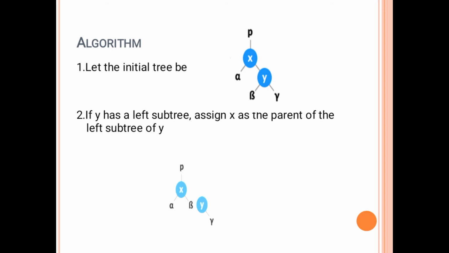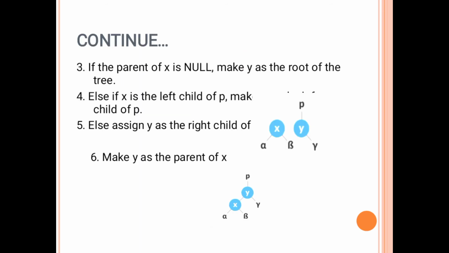Initial tree: here y has a left subtree. Assign x as the parent of the left subtree of y. If the parent of x is null, make y the root of the tree, so we give the parent as null.